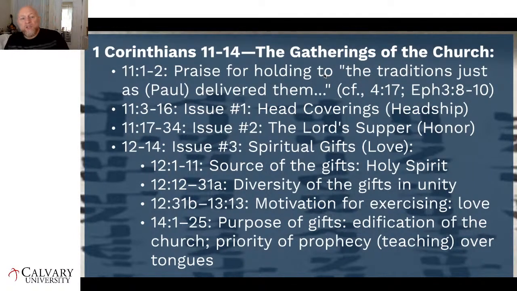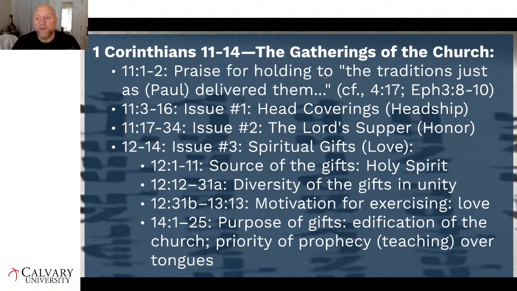This is the longest passage in the New Testament that addresses the gatherings of the church. So Paul praises them for holding to the traditions just as he delivered them at the beginning of chapter 11. And then he covers the issue of head coverings and the headship of husbands and how that relates. That's all about the church gatherings, that the women were not wearing head coverings in the church gatherings as a sign of their freedom from headship.